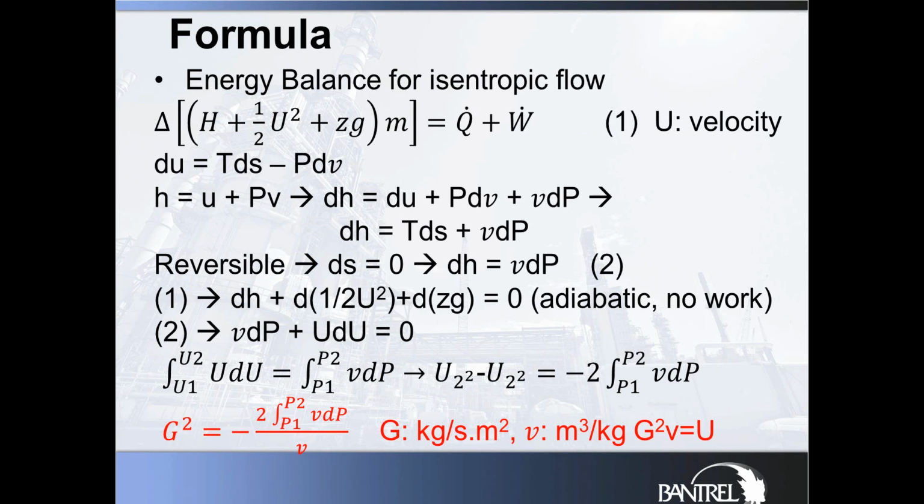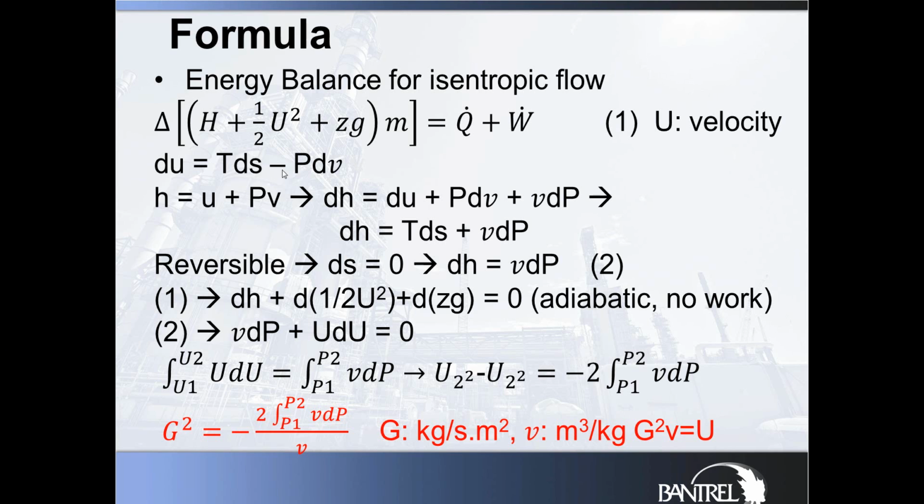Here, I explain how we can derive the formula for calculating flux for the isentropic process. Energy balance for isentropic flow. The general energy balance is delta H plus 1/2 u^2 plus Zg times m equals Q dot plus W dot. In this formula, u is velocity and the whole term on the left side is the internal energy.